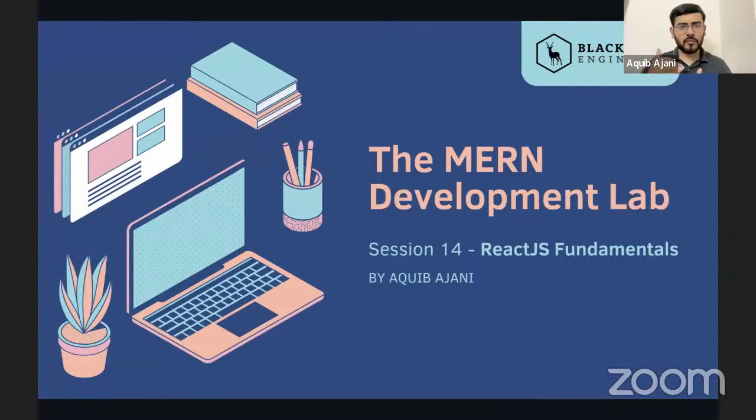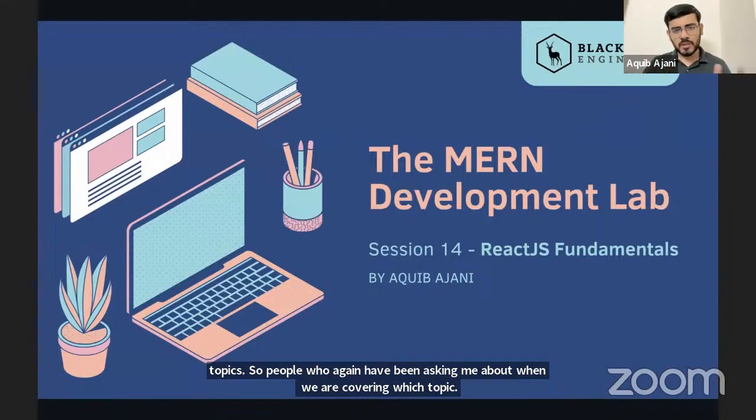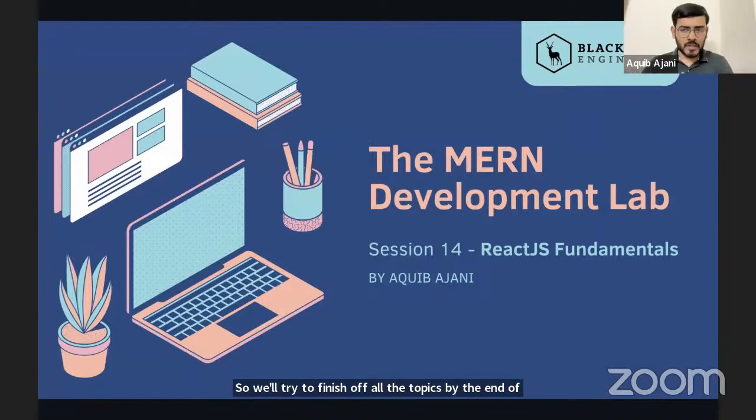Then we'll have 1 week for MongoDB and 1 week for backend, right? Backend as in the Express JS part. It's very simple, not very difficult. So that's the breakdown for the topics. People who have been asking me about when we are covering which topic: we'll try to finish off all the topics by the end of this month, which is by the last week of March.